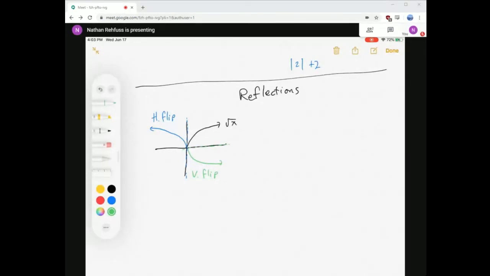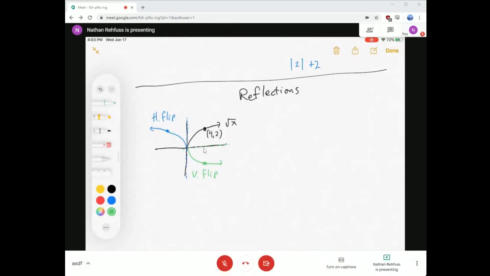And the way I want to think of these is if this is the point (4, 2), there's going to be a point that corresponds to that over here, and we're going to have a reflection of that point down here. What are their coordinates going to be? Let's take a look at this vertical one first. Look at it this way.